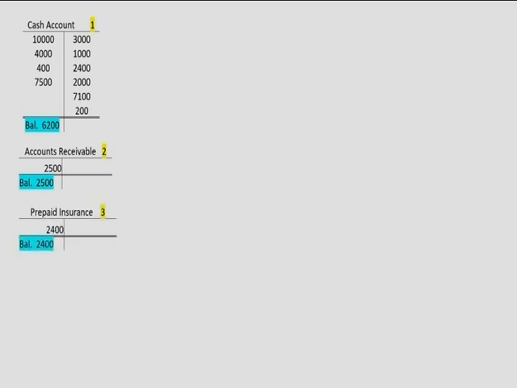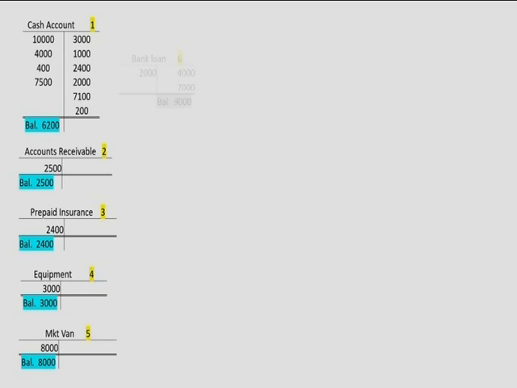So you have first ledger account, cash account. You have a cash balance of 6,200. Second ledger account is accounts receivable. You have a debit balance of 2,500. Third is prepaid insurance. You have a debit balance of 2,400. Fourth one is equipment account. In equipment ledger account, you have 3,000 as debit balance. And fifth, you have marketing expense. The balance is 8,000. That is debit balance. Now we have bank loan. Bank loan is a liability. We have a credit balance of 9,000.